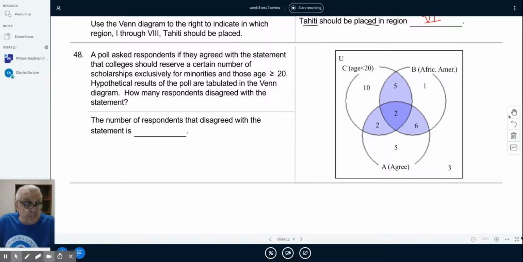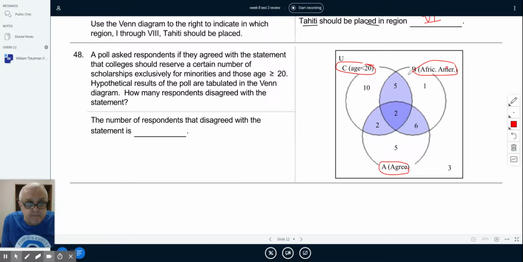Okay, so this is a really crazy one, I think. When I first looked at it, I was saying, what? These C. Hang on, I'm trying to find my pen again. It's hard to get this pen on this board. Circle C is for people less than 20. Circle A is for the people who agree. And circle B is for African Americans.